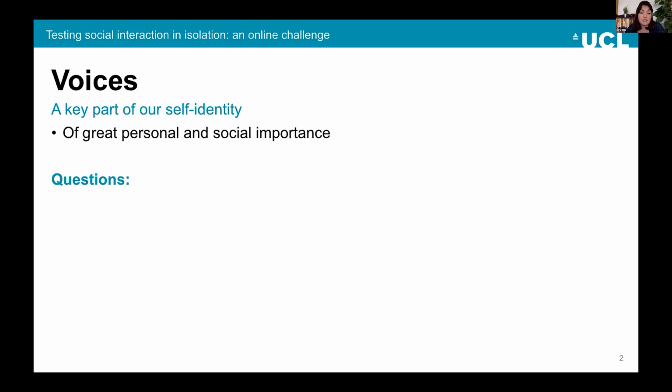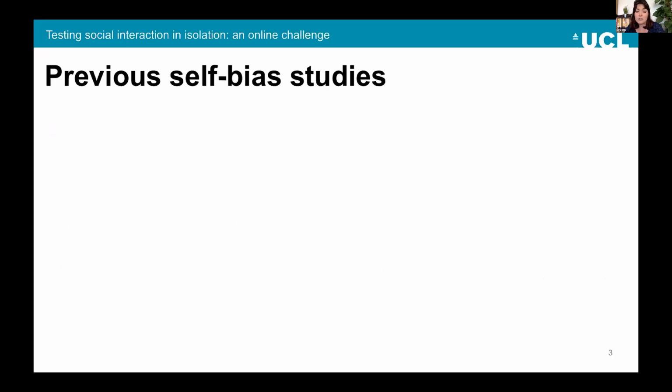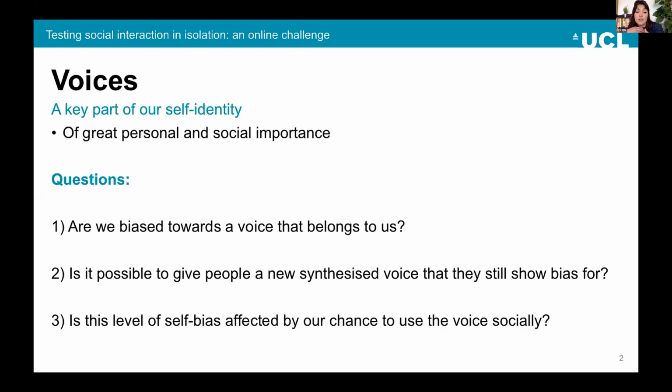So broadly, my research asks questions like, are we biased towards our own voice because it's a voice that belongs to us? Can we give people a new voice that isn't inherently their own, but get them to associate that voice to themselves and then show a bias for it? And how much of this bias is affected by whether or not they've had a chance to use the voice socially, given how important voices are to our social interactions?